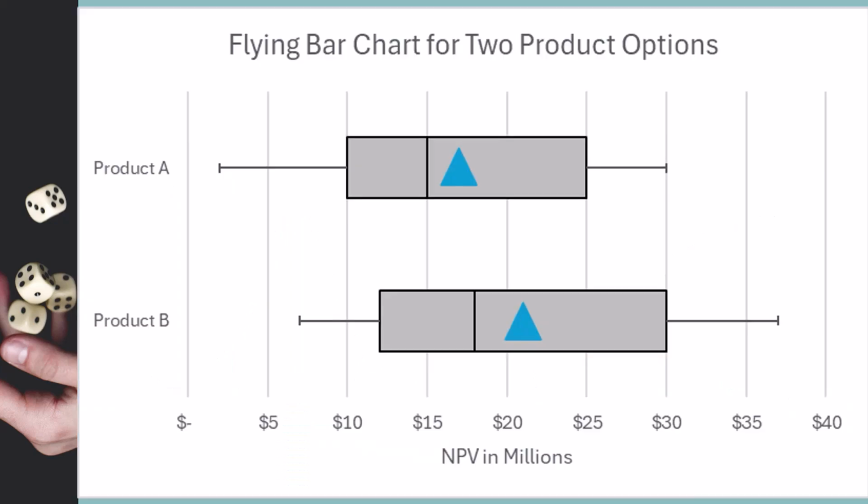Here's an example flying bar chart to compare the NPV in millions of two product options. Product B has a higher expected value in median NPV. Still, there is the chance that product A could produce a higher NPV than product B. This would occur if the actual NPV of product A was near the right of its bar and the NPV of product B was near the left of its bar. Most companies would still pick product B out of these two options.